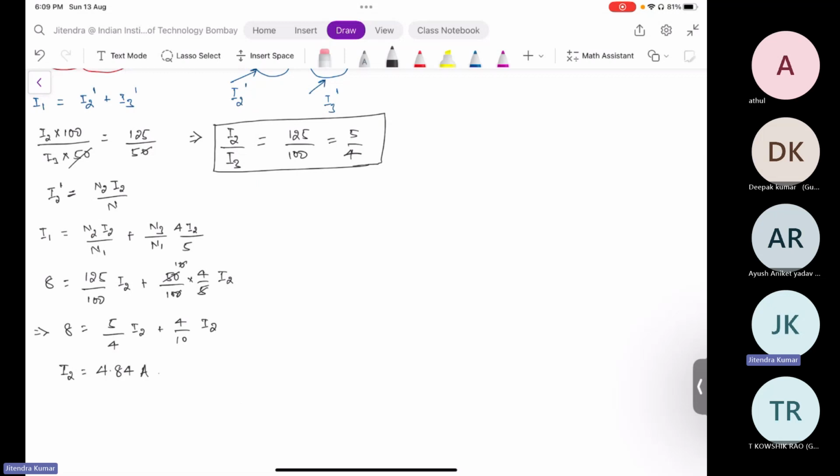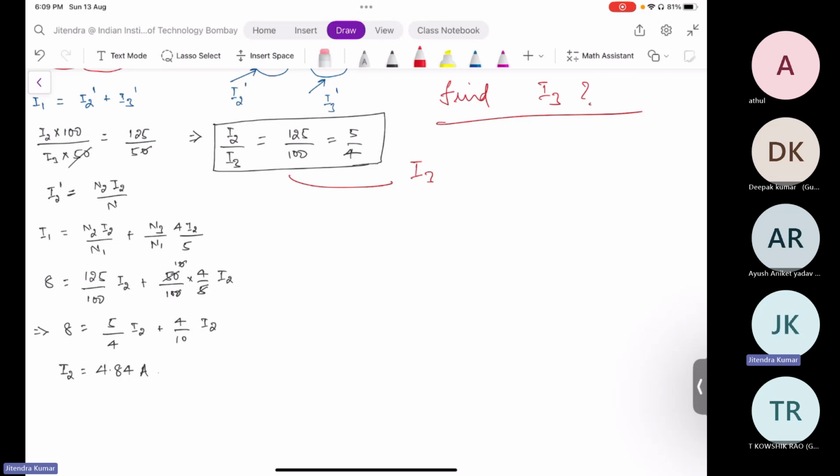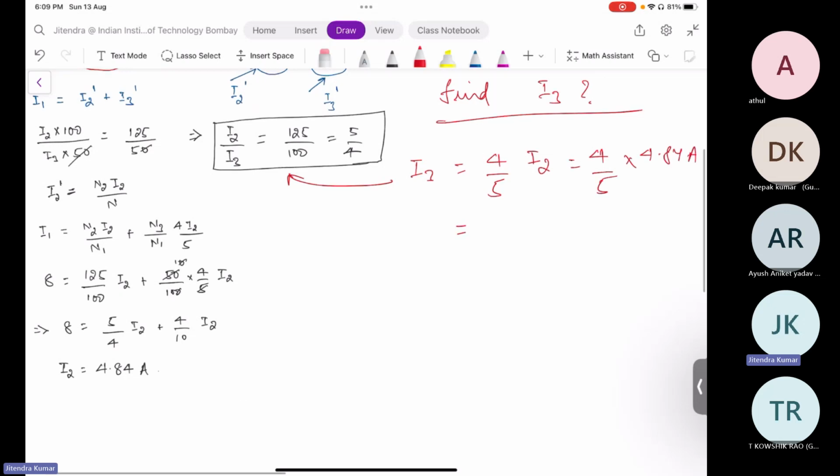Now the second part was to find out I3. If we have found I2, we can find I3 as well. From this expression, I3 is equal to 4 by 5 I2, which is 4 by 5 into 4.84 amps. It will be 3.87 amps.